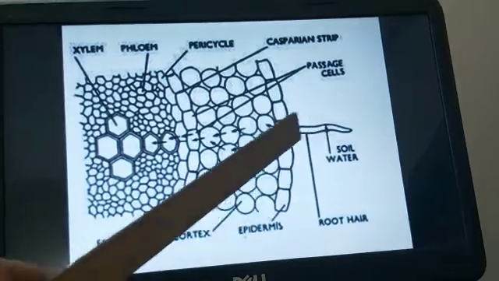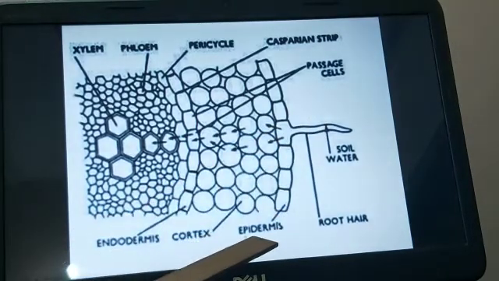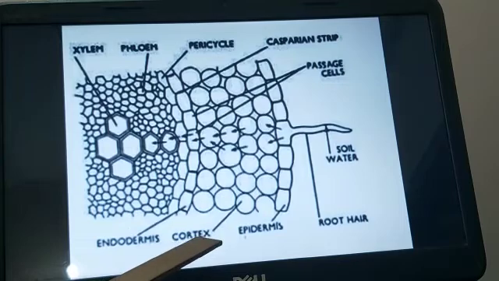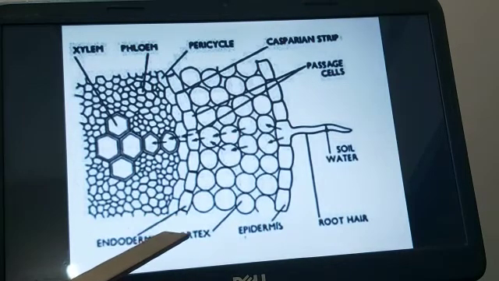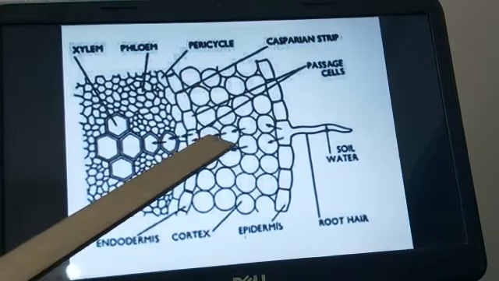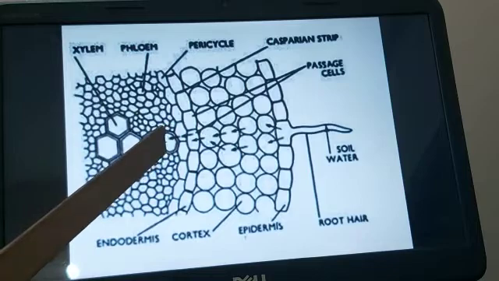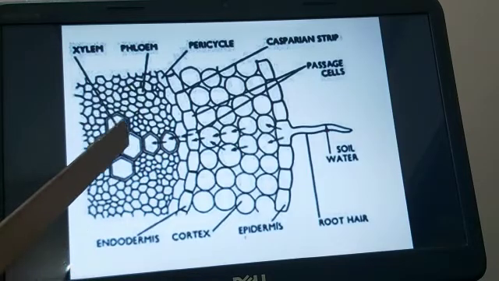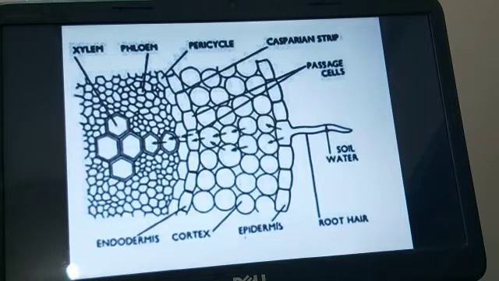From the root hair, it is reaching the epidermis, and from epidermis the water is reaching the cortex, and from the cortex it is reaching the endodermis. From endodermis, the next region is the pericycle, and from pericycle you have it directly connected to the xylem vessels, and from xylem vessels the water is going to move in the upward direction. So this is how the water is going to move.